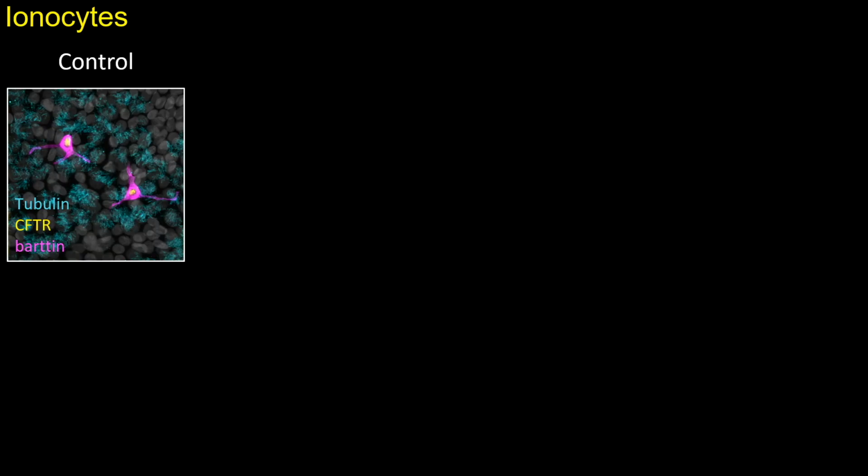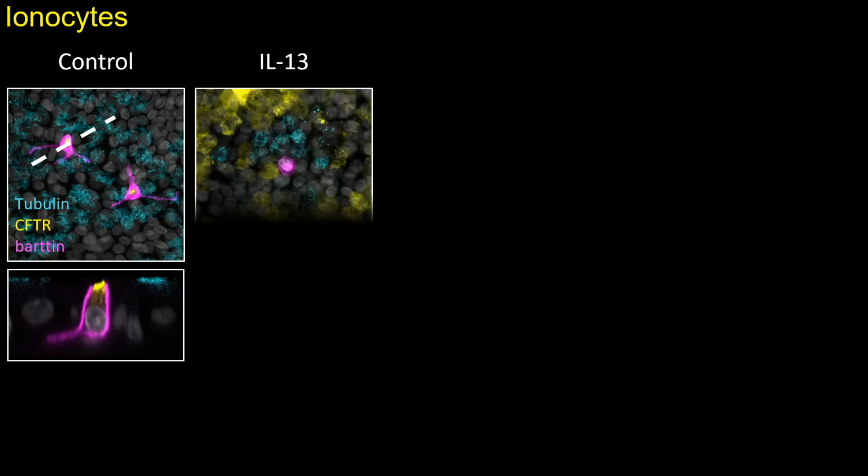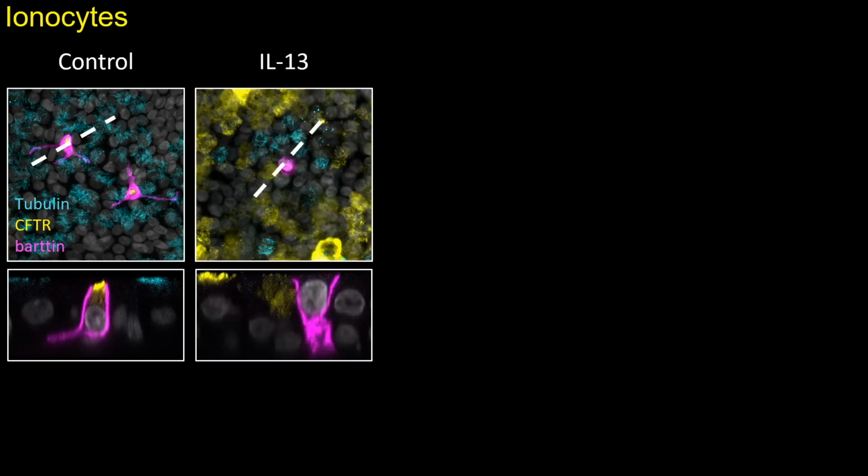What about ionocytes? And this is where we sort of had a surprising finding. So here we're staining ciliated cells with tubulin, again, ionocytes in pink with Barden and CFTR, and you can see, as John showed very nicely, ionocytes have this apical cap of CFTR on the top. If you do it in cross-section, you can see it there. Interestingly, when we did the same type of imaging with ionocytes, we found that while these cells were still positive for Barden along the basolateral surface, they lost CFTR expression on this apical cap.